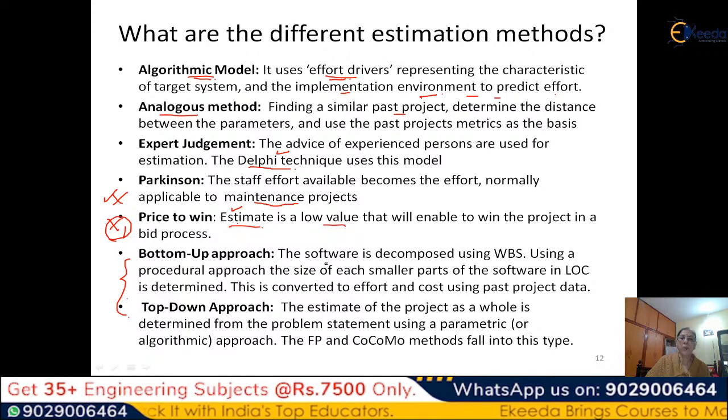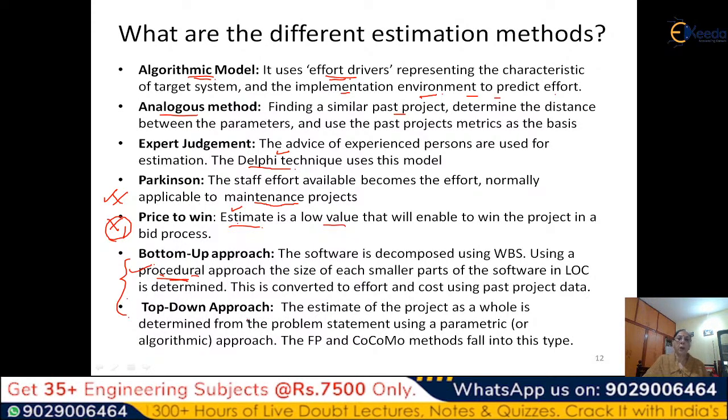Bottom-up approach: software is decomposed using WBS, which we have recently discussed. Then, using a procedural approach, the size of each smaller part of the software in LOC is determined. Why do we call it procedural? Because we are using lines of code. How many lines of code? You try to express it in procedural code. This is converted to effort and cost using some past project data. Again, you use the past project metrics, some productivity metrics.